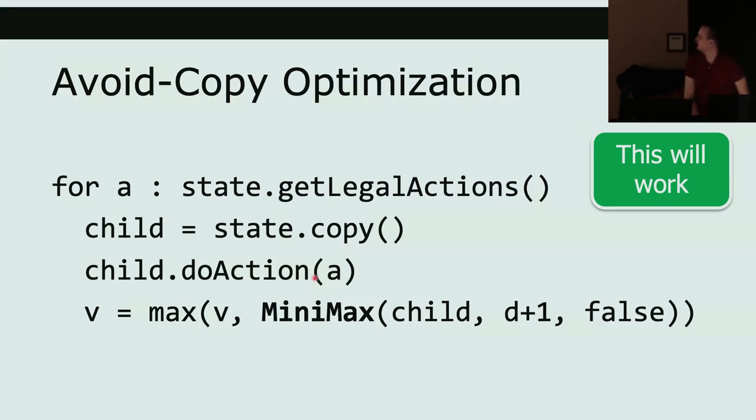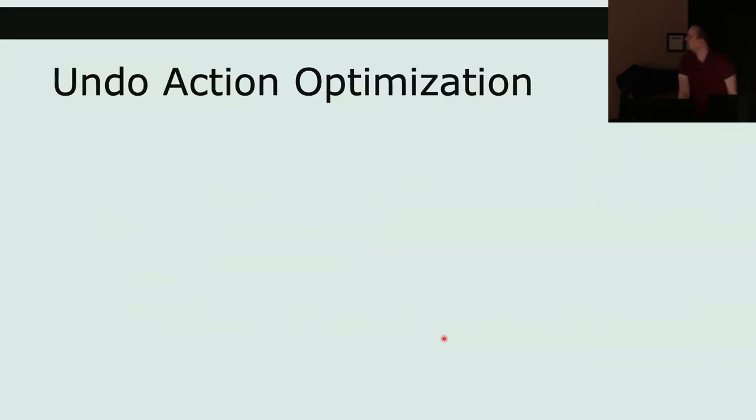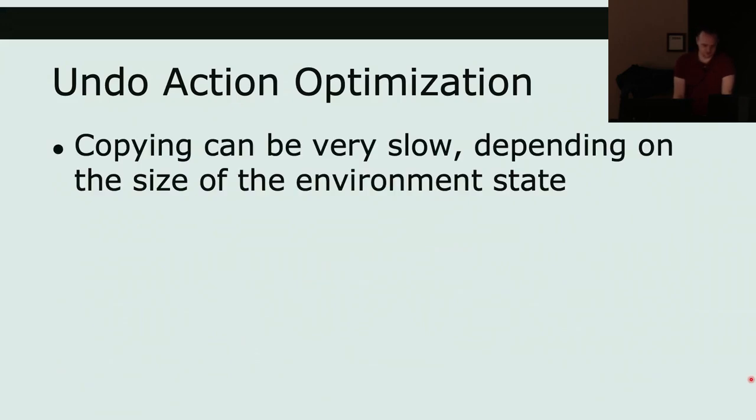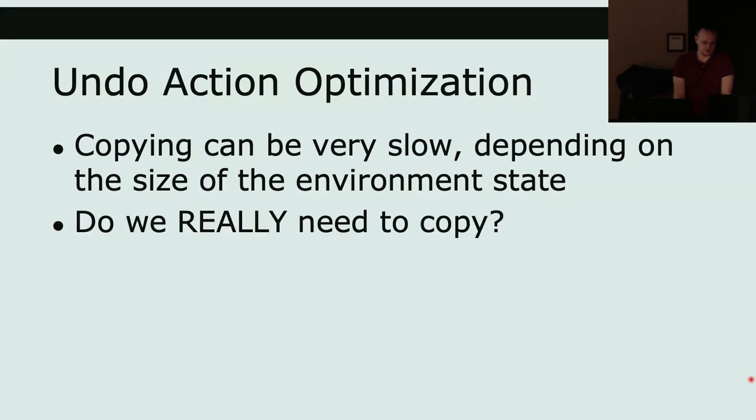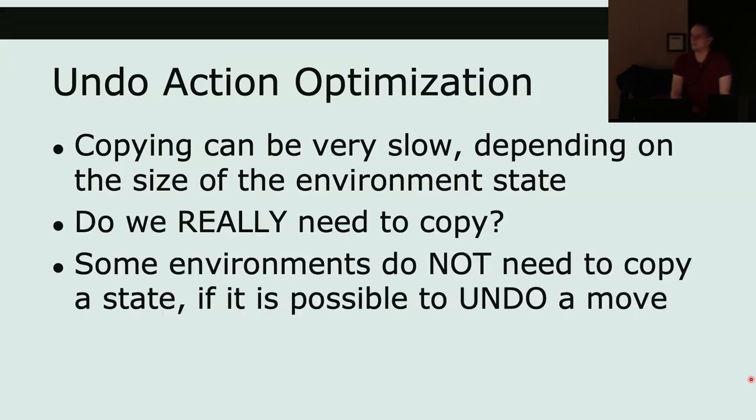Then we do the action to that child that is now a copy of the state, and then we pass that down, and this solves all of our problems. But, as you can see by the title of these slides, how could we possibly avoid the copying? So, this is what I'm calling the undo action optimization. Copying can be very, very slow, depending on the size of the environment. Do we really need to copy?